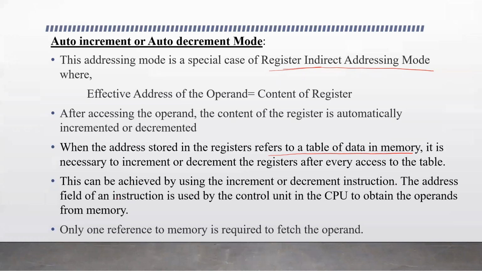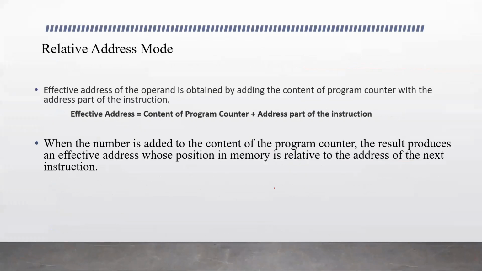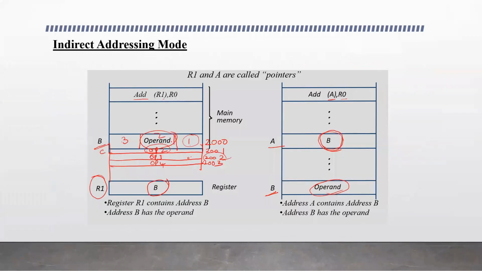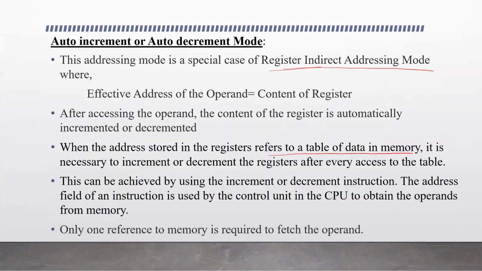The address field of the instruction is used by the control unit in the CPU to obtain the operands from memory. But how many references to memory are required to fetch the operand? We need to locate the first operand. After that, we don't need more memory references, correct? One reference is needed to locate the first operand. The address is incremented to locate the other operands. So that's about auto increment and auto decrement mode.